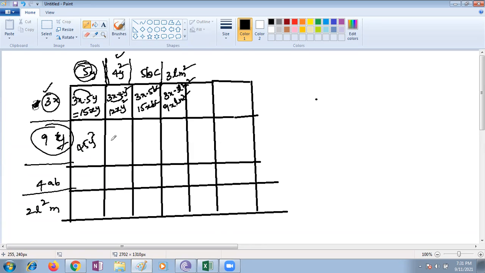The next question goes to Manideep. 9y into 4y square. 9 fours are how much? 36, ma'am. 36y into y, 36y cube, ma'am. Very good. 36y cube. Good.